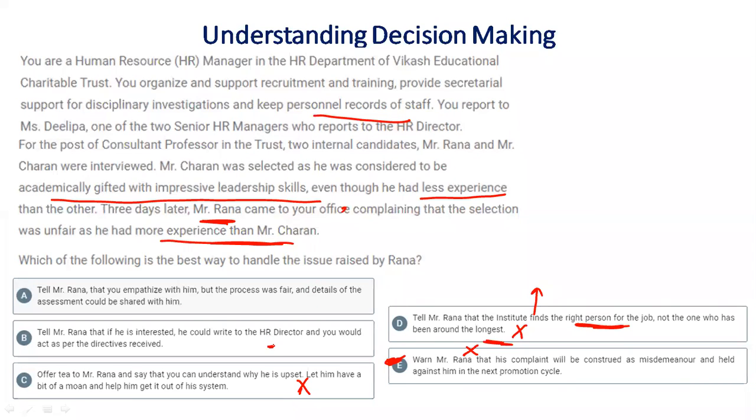This is a decent option, but let's also see option A. Tell Mr. Rana that you empathize with him, but the process was fair and the details of the assessment could be shared with him. This looks like a much better option to me compared to the other options, because here you're very confident that the process is good, the process is fair, and hence Mr. Charan, who has better leadership skill than you, which is the need of the hour, is selected, and you're so confident that you can also share the details with him. So of course, out of the 5 options, A is the best fitted option for this particular question. Is this clear, guys? Any questions?